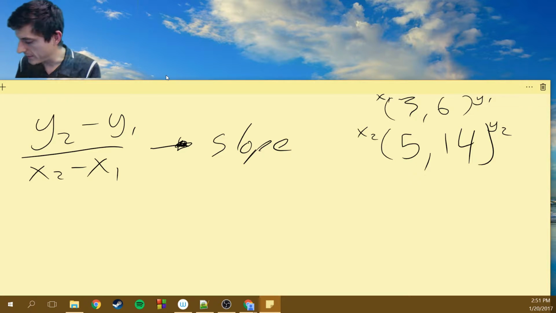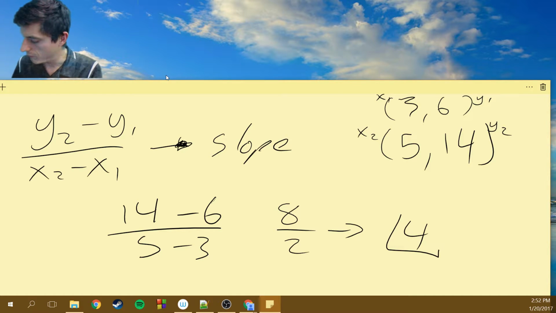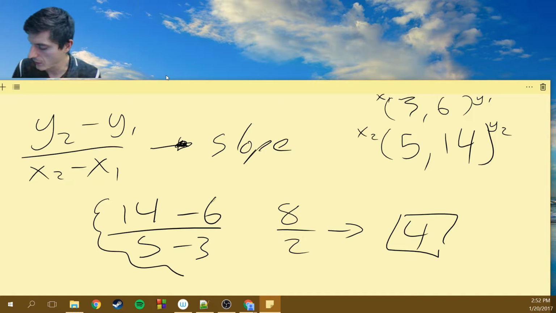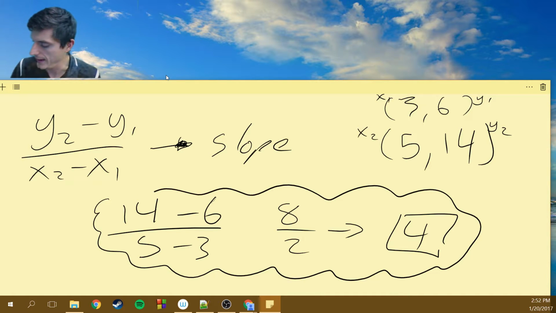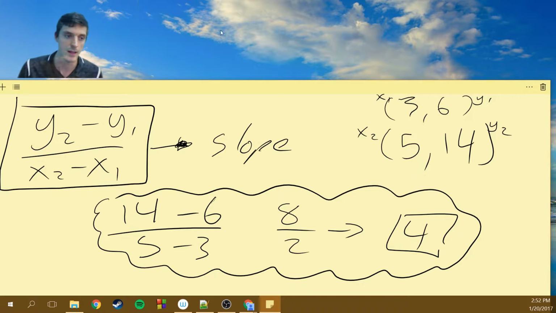In this very specific case, it is going to be 14 minus 6 over 5 minus 3. 14 minus 6 is 8. 5 minus 3 is 2. 8 divided by 2 is 4. It's good to know the very specific case, but it's better to know the more general case. So while this whole area is correct, this is what I really want to know, and that's going to come in key later on.